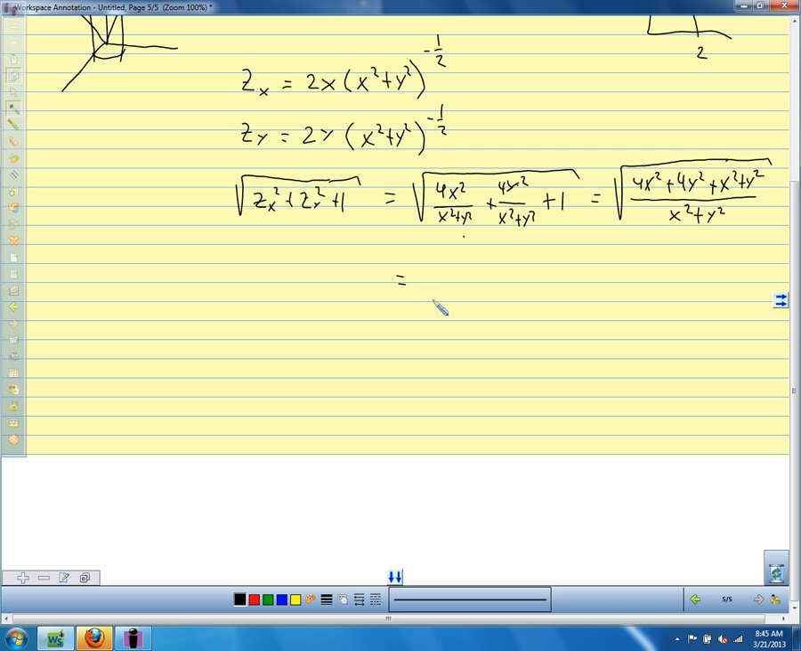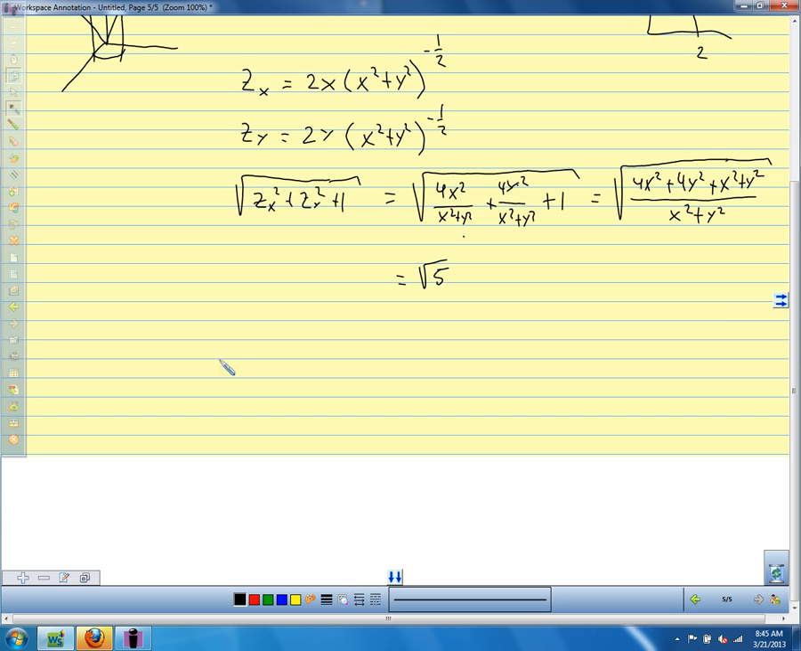That equals the square root of 5. So we have 5x squared plus 5y squared. Factor out the 5, the x squareds and y squareds cancel, and we end up with square root of 5. Isn't that nice? So we factor out the 5, and we get 5 times x squared plus y squared over x squared plus y squared, and we get the square root of 5.